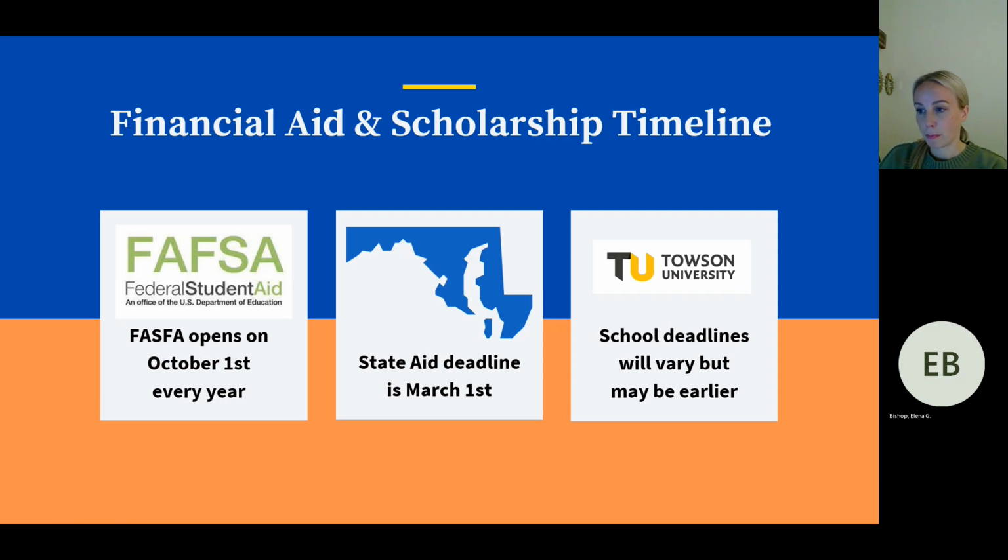Timeline, things to consider. Your FAFSA opens up every year on October 1st. The state aid has a deadline of March 1st, and school deadlines vary.